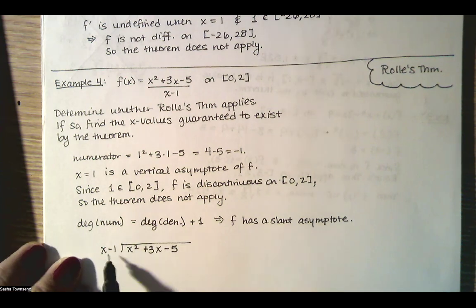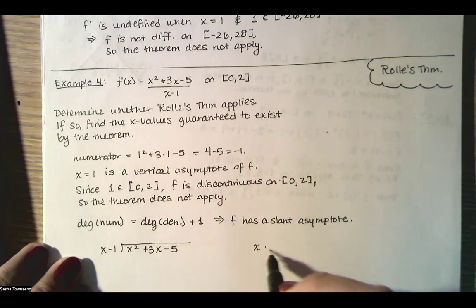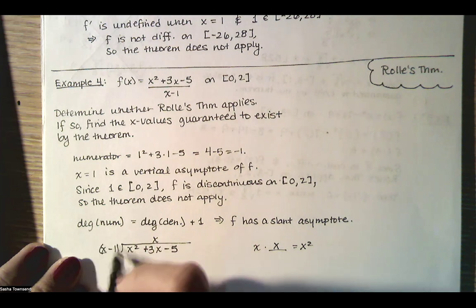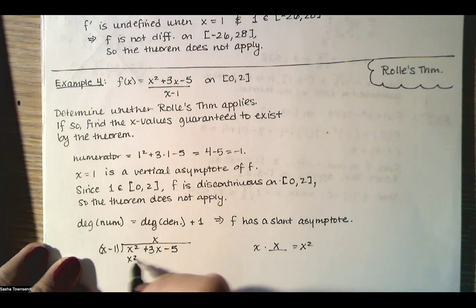So we just ask ourselves, well, x times what will give us this x squared? X times x will work. So we put an x up here above the x term, and then we distribute this x to the x minus 1. X times x is x squared. X times -1 is -x.